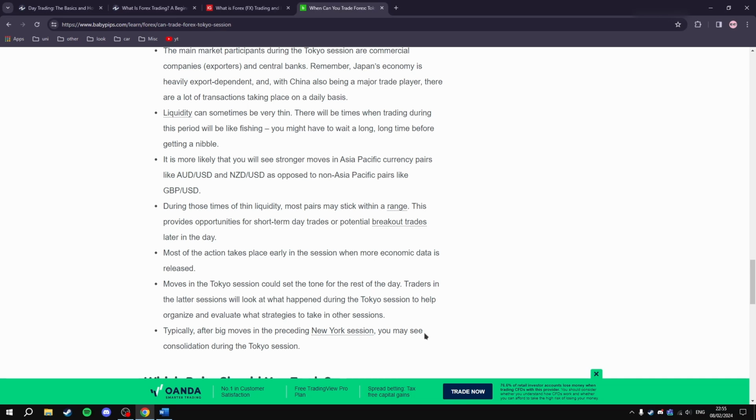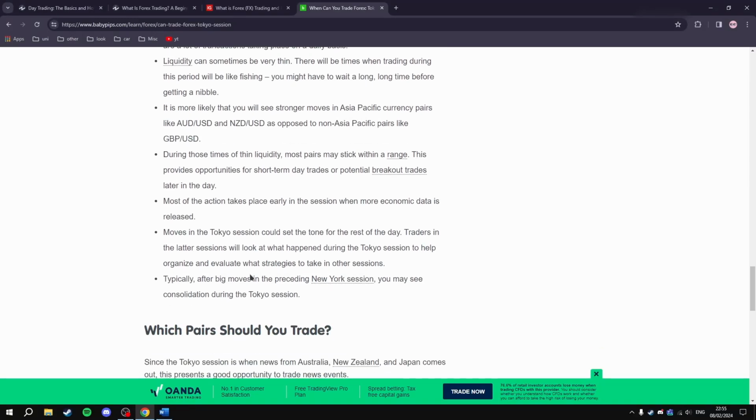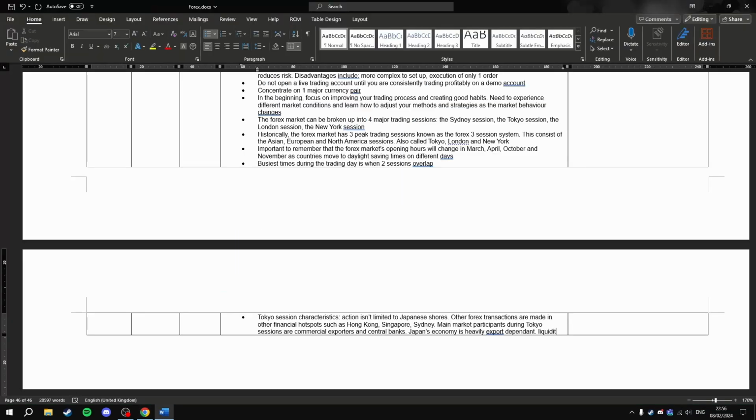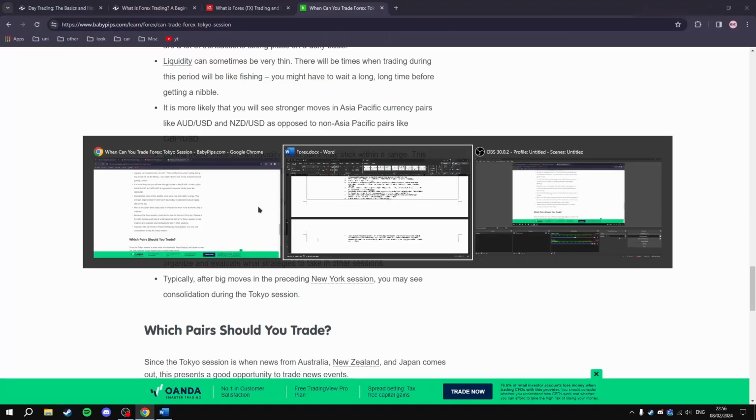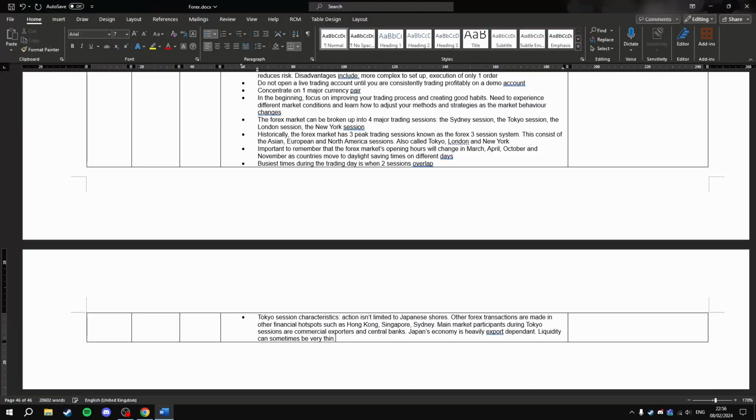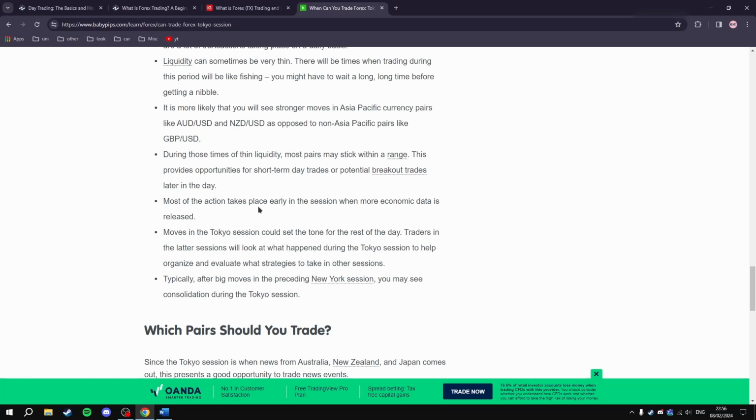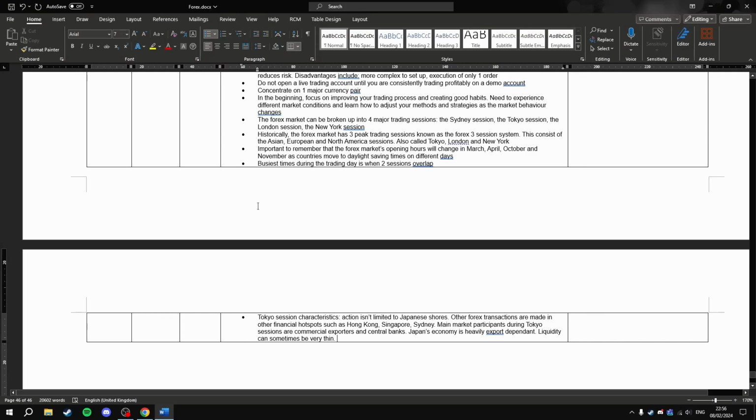And with China also being a major trade player, there are lots of transactions taking place on a daily basis. Liquidity can sometimes be very thin. There will be times when trading during this period will be like fishing. You might have to wait a long time before something happens.